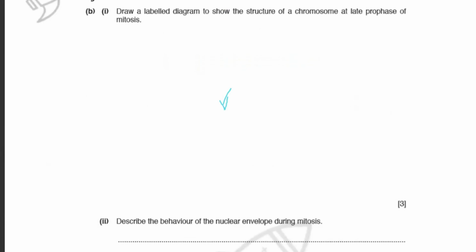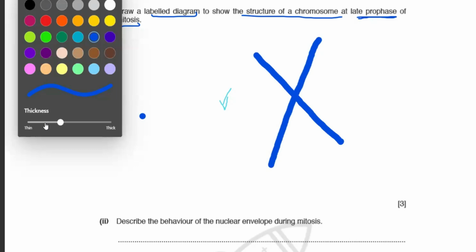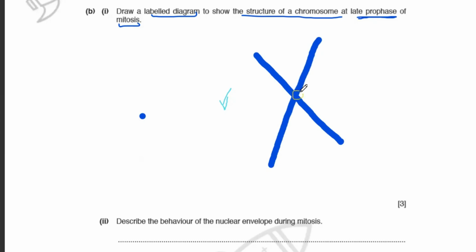Now this question, I am expecting that you can draw it. Draw a labelled diagram to show the structure of a chromosome at late prophase of mitosis. I'm expecting that you can draw this now, because I've already mentioned which components are important and what exactly you are required to draw when they ask you to draw a chromosome. Centromere and chromatid. I'm drawing the centromere with a different pen so that you will be able to identify it.